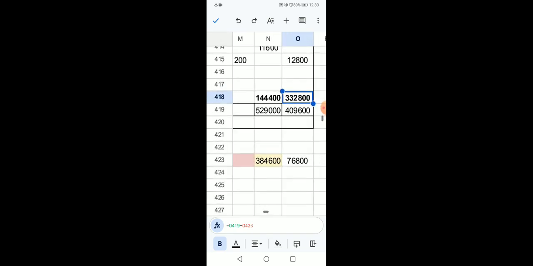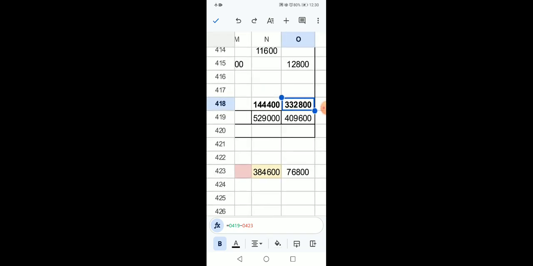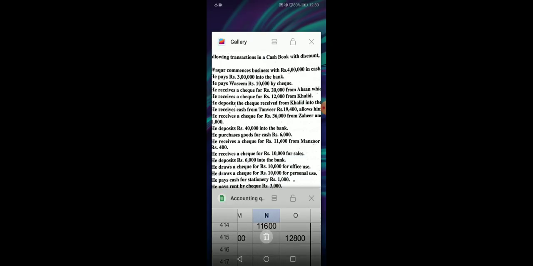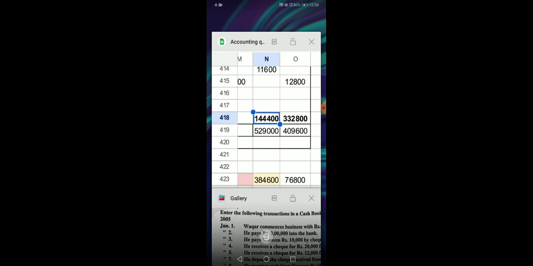These are the answers of this cash book. Now answers are given in the book. Let's check it out. First answer is for cash book balance. Let's see what balance is given in the book, and you have seen the balance of cash is 1,44,800 and what we have got is 144,400, and the same amount is present 144,400 over here. All right, it means our cash balance is correct.